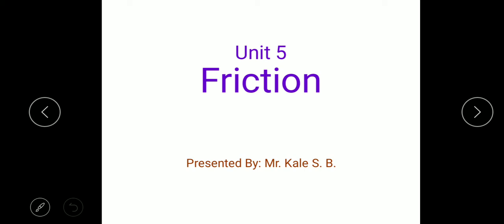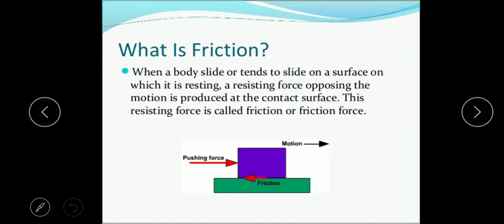So, coming to the first window: what is meant by friction? A resistance to the motion of any body when we apply an external force is nothing but friction. As the definition mentions, when a body slides or tends to slide on a surface, and that surface resists the motion of the body, then that resisting force is nothing but friction. A simple diagram is shown here.